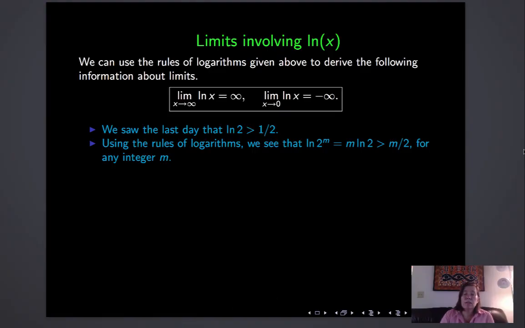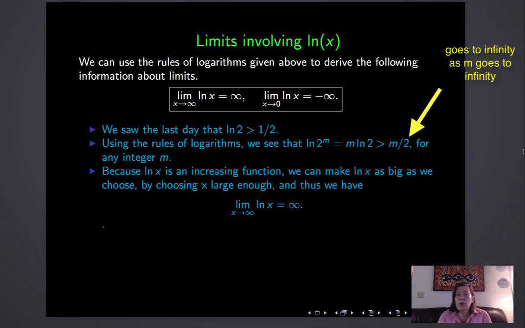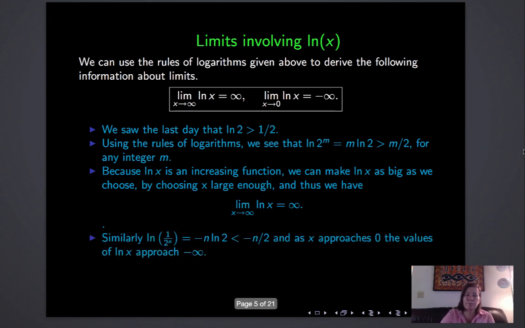Now we can take a sequence of x values approaching infinity, namely x equals 2 to the m as m increases without bound, and see what happens. The natural log of 2 to the m, by the power rule, is m times the natural log of 2, and by the above inequality that must be greater than m over 2. But remember, we can take m as large as we like, and therefore the natural log of 2 to the m increases without bound, and the limit as x approaches infinity of the natural log of x is infinity.